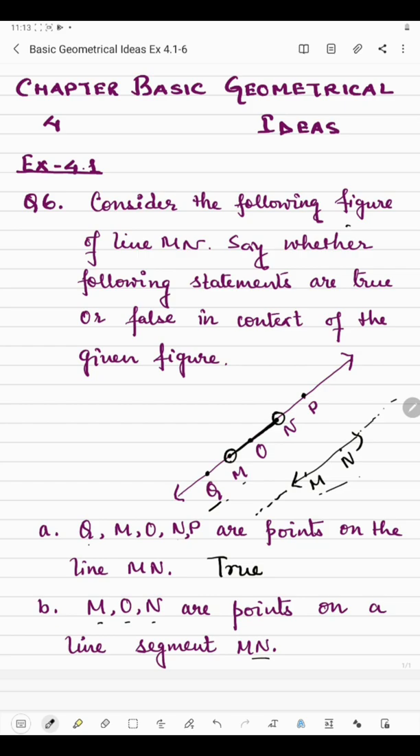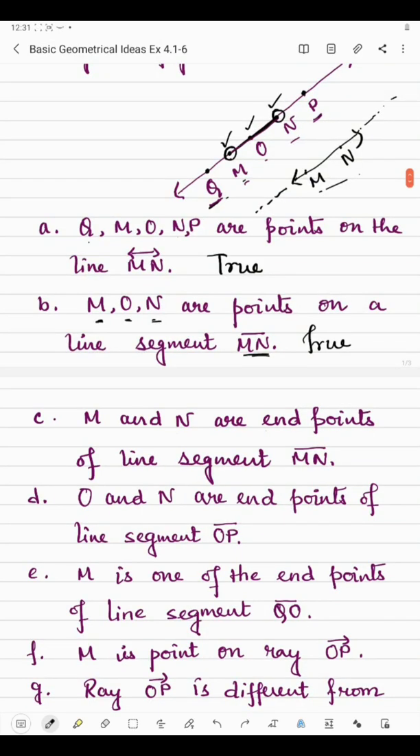Okay, now coming to next part. Now in the C part we have M and N are endpoints of line segment MN. Now if you see this line segment in the figure, M and N are the two endpoints. This is the starting point and this is the ending point. So M and N are the two endpoints. So this statement is true. So we'll write true. Okay. Now coming to next part.